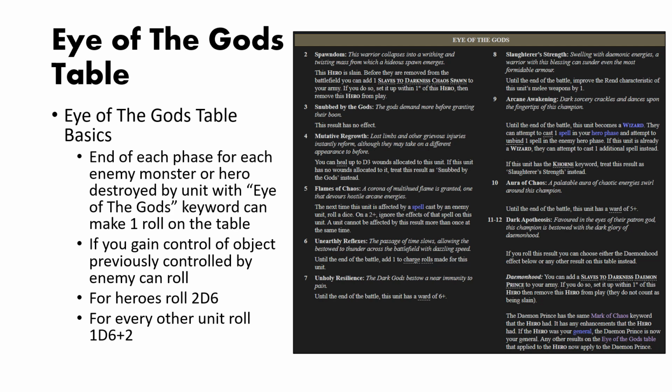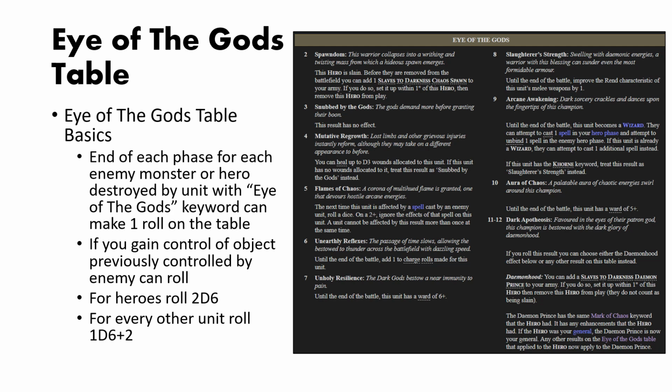That is an improved ward. Do keep in mind that most units cannot reach anything above an 8. So 9 and above is only for heroes. And lastly, if you get an 11 or 12, you can put in a Demon Prince in place of your hero if you want to sort of upgrade them.